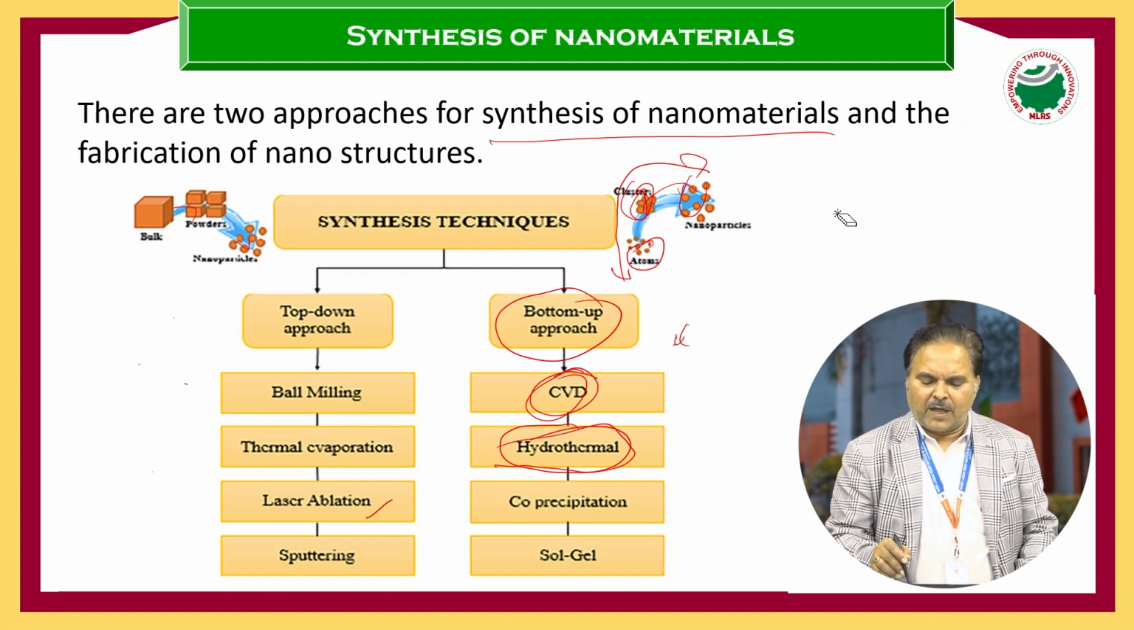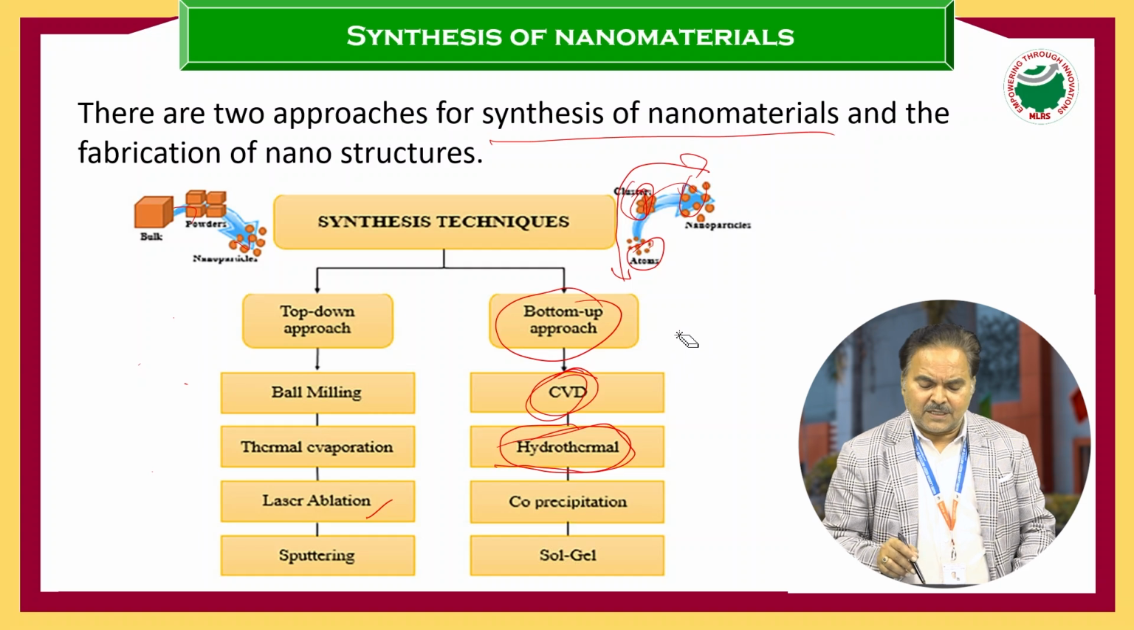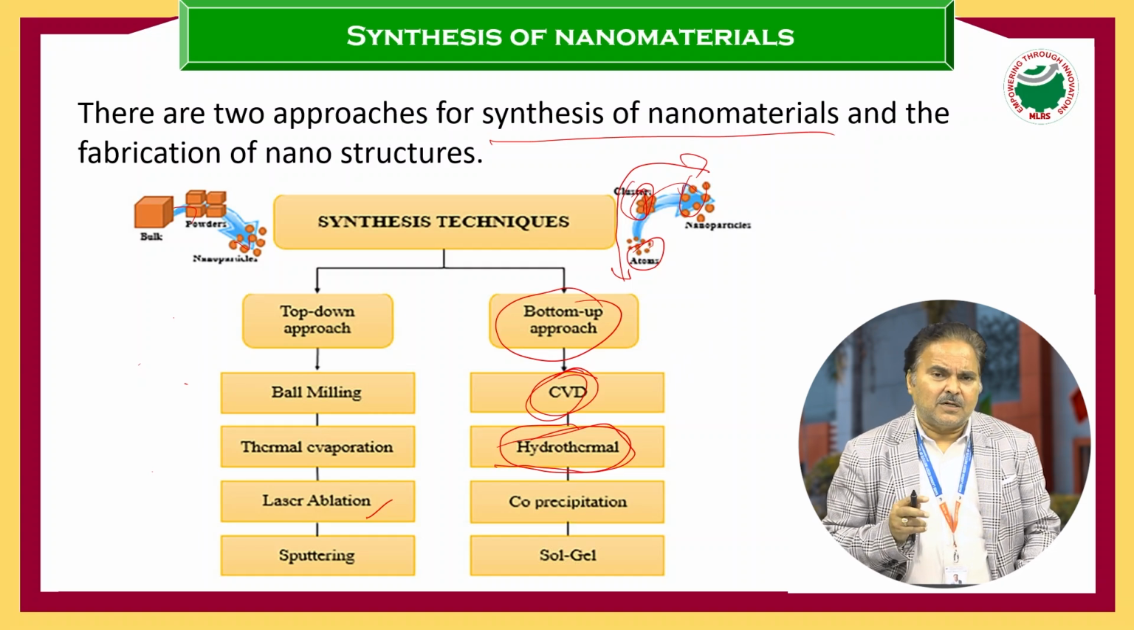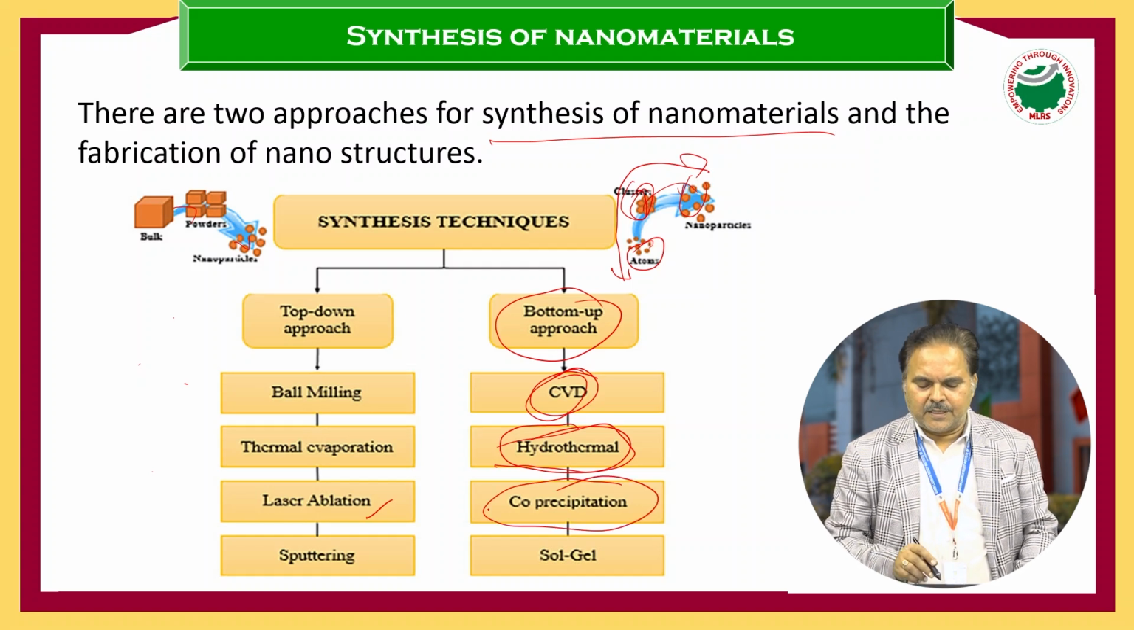If you want 2 nanometer size particles, there is a method to make 2 nanometer particles also. But 2 nanometer for all materials we cannot make. Only a few types of materials can use that type of method. Similarly, co-precipitation. Hydrothermal uses some pressure and temperature.